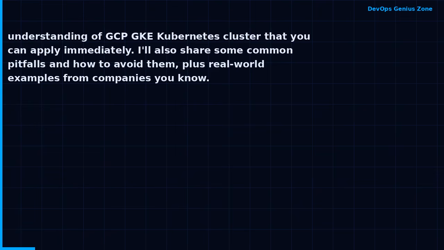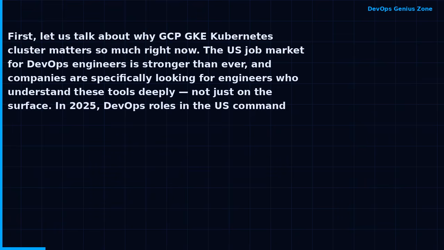The US job market for DevOps engineers is stronger than ever, and companies are specifically looking for engineers who understand these tools deeply, not just on the surface. In 2025, DevOps roles in the US command salaries between $130,000 and $190,000, and that number is only going up. Knowing GCP GKE Kubernetes cluster inside and out can literally change your career trajectory.